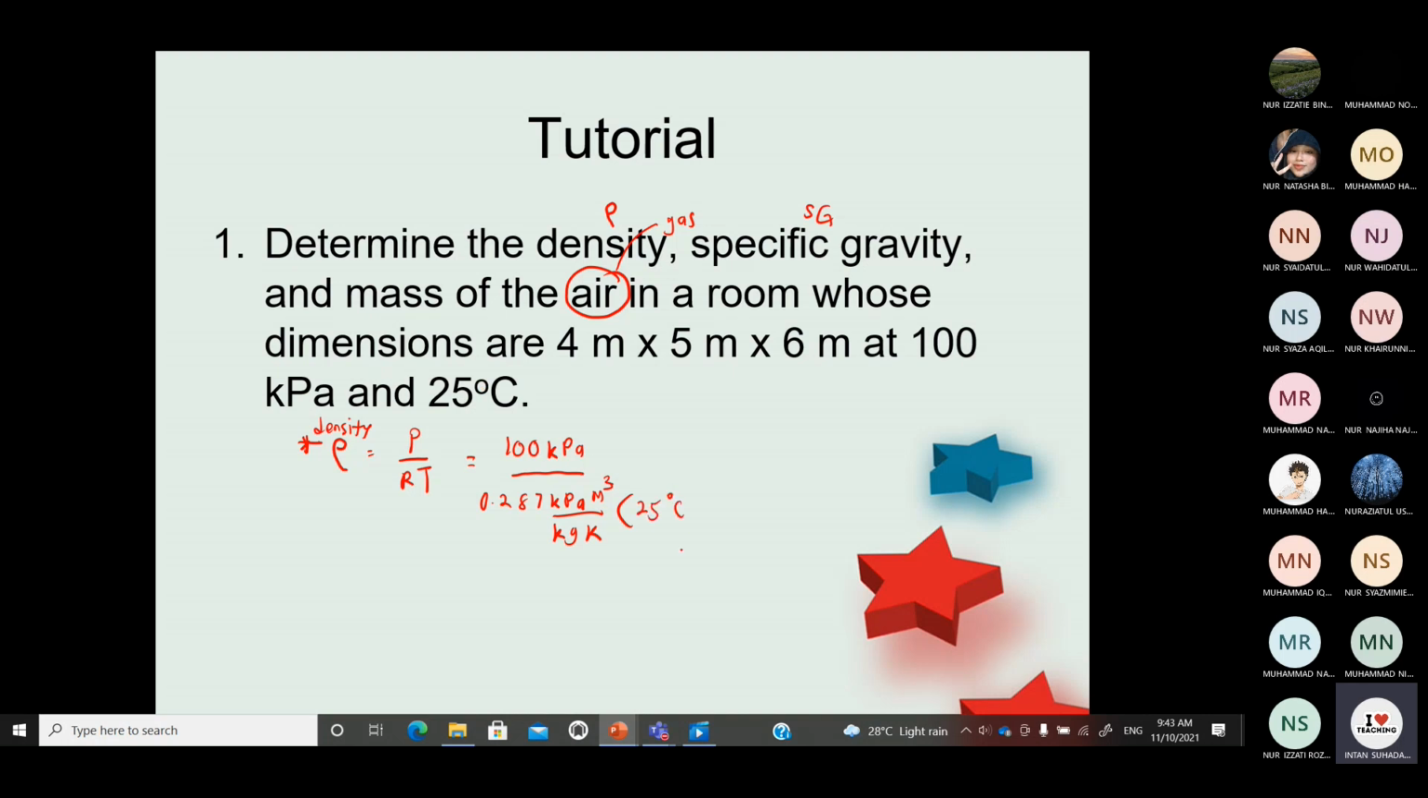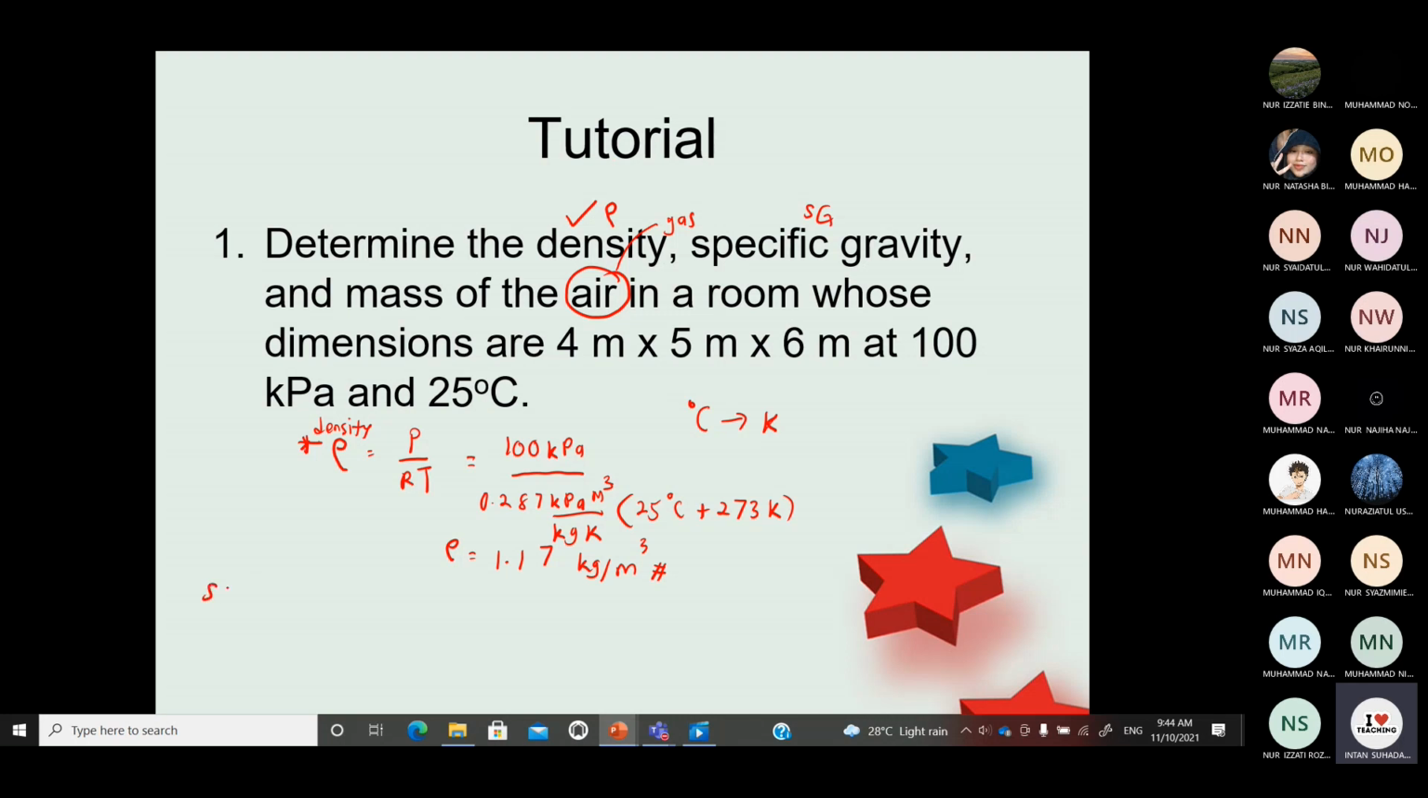So does anyone know how to change degree C to Kelvin? What should we do? Plus 273 K. Good. Then you will get the density. When you calculate this, you will get your density is 1.17 kg per meter cube. So we settle the density.